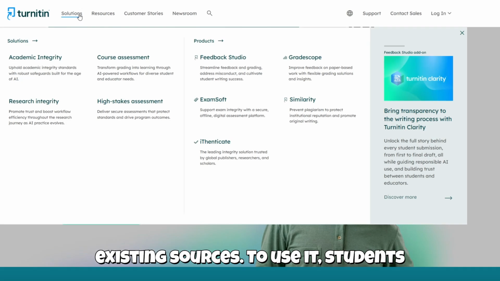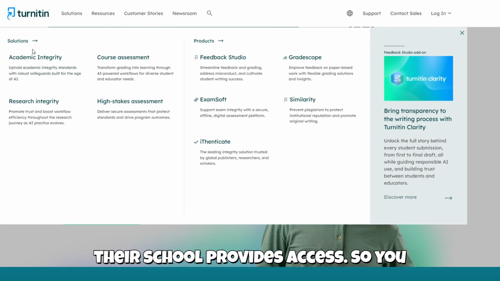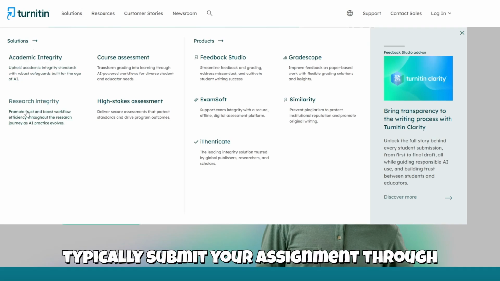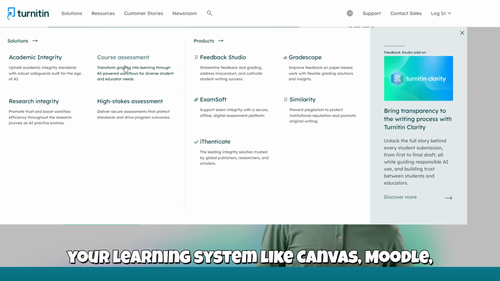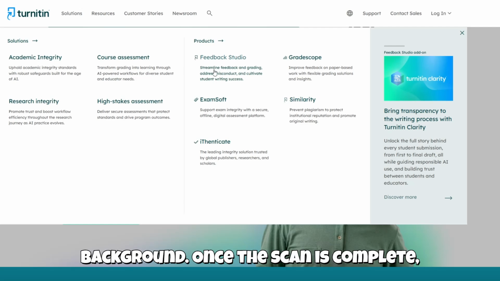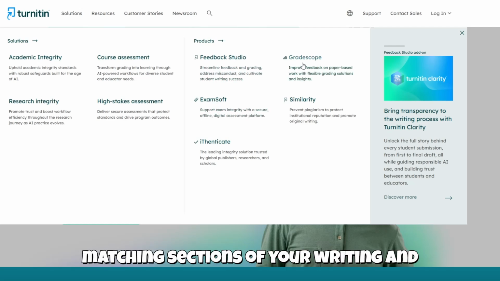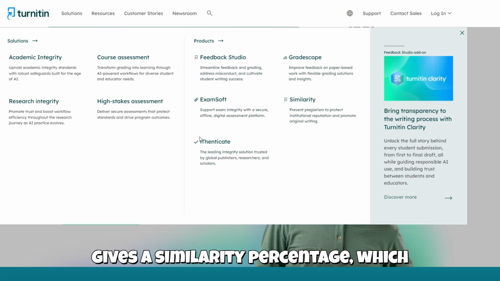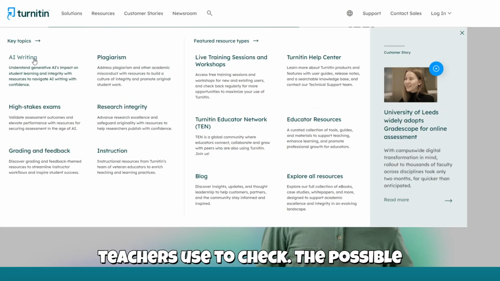To use it, students usually don't access it directly unless their school provides access, so you typically submit your assignment through your learning system like Canvas, Moodle, or Blackboard, and Turnitin automatically analyzes it in the background. Once the scan is complete, you receive a report that highlights matching sections of your writing and gives a similarity percentage, which teachers use to check for possible plagiarism.